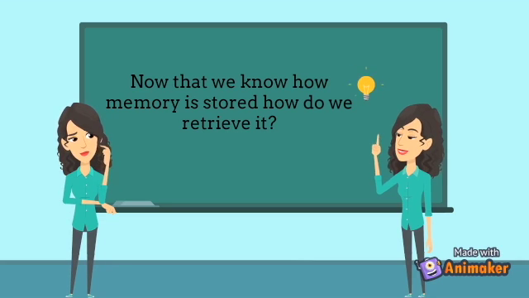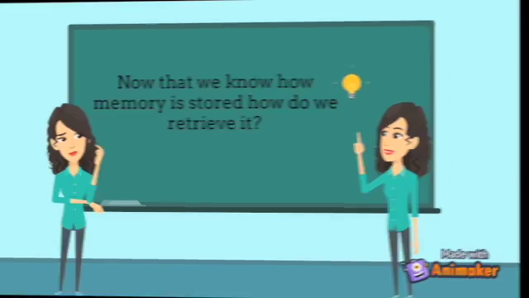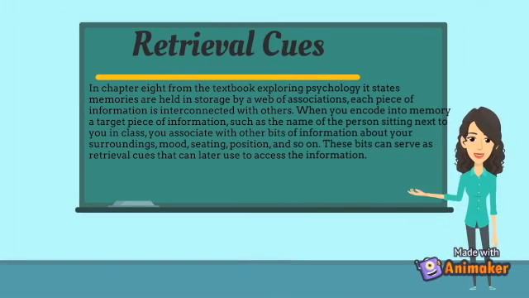There are many ways people retrieve memories, or how the brain retrieves memories. The first one is retrieval cues. In Chapter 8 from the textbook Exploring Psychology, it states memories are held in storage by a web of associations. Each piece of information is interconnected with others.